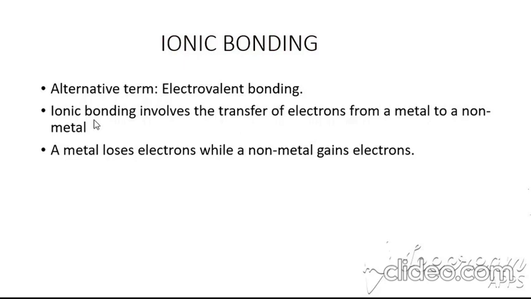So what is electrovalent bonding or ionic bonding? Ionic bonding involves the transfer of electrons from a metal to a non-metal. Note that a metal loses electrons, while a non-metal gains electrons.